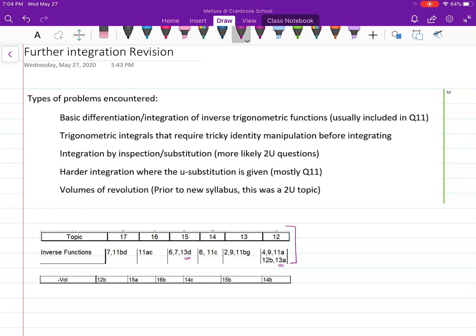So trig integrals, where people get tripped up with trig integrals is that they often forget that they can manipulate the integrand using trig identities, and a lot of the 3-unit trig integrals require that in order to integrate.